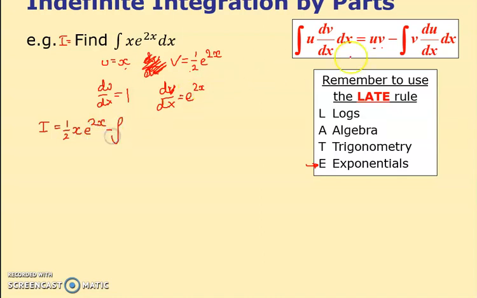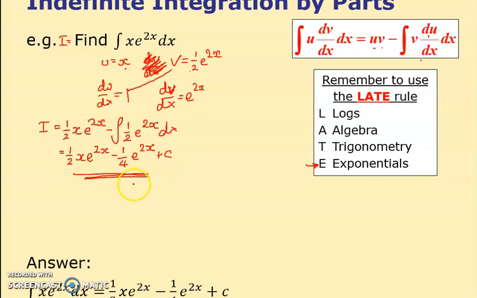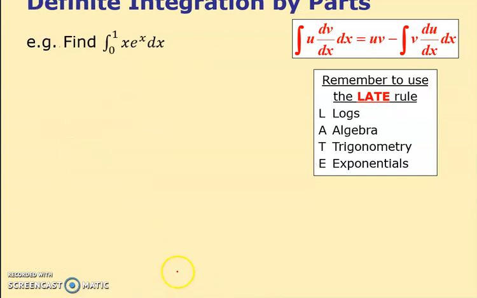minus the integral of v du by dx, which is this diagonal. It's times by 1, so I can ignore the 1, so it's just a half e to the 2x. I'm going to integrate that again, dx. And so this becomes a half x e to the 2x. The 2 goes on the bottom, becomes minus a quarter e to the 2x plus a constant. And I could probably take out something as a common factor there. I didn't. So that's the answer I've got down there as well.